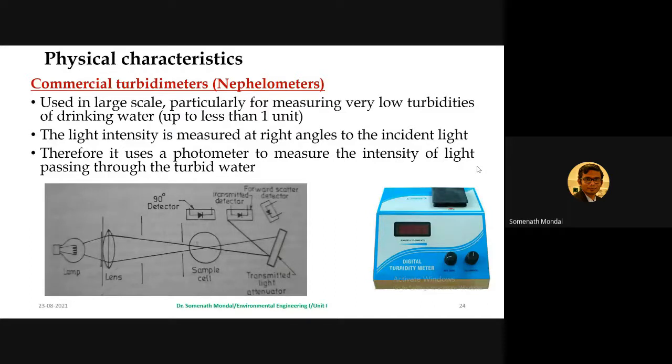Now the main advantage, if you see, the process is given over here. We have a lamp and then a lens, and then the light gets scattered. We have the sample cell, and after that a transmitted light attenuator, and the light is detected in the detector. We have that 90-degree detector also, which is basically the photometer. Since we are taking help from different electronic components, we can measure very low turbidity with high precision, right?